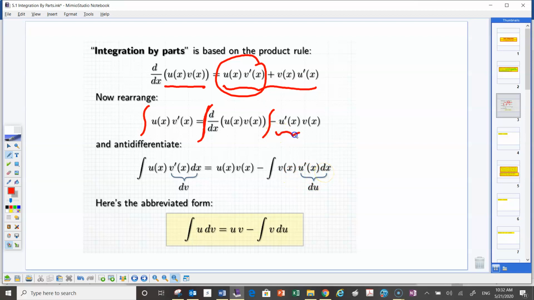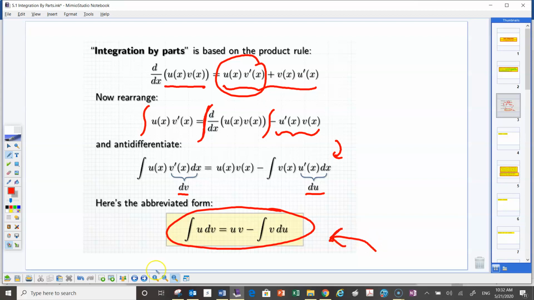Let me just change the order here in this step going here. Now, v prime is really dv, and u prime is really du, and substituting those in, we end up with the formula for integration by parts. Again, you're not going to have to know how to derive this. I just wanted to show you where it came from, but this is the formula here that we're going to apply.